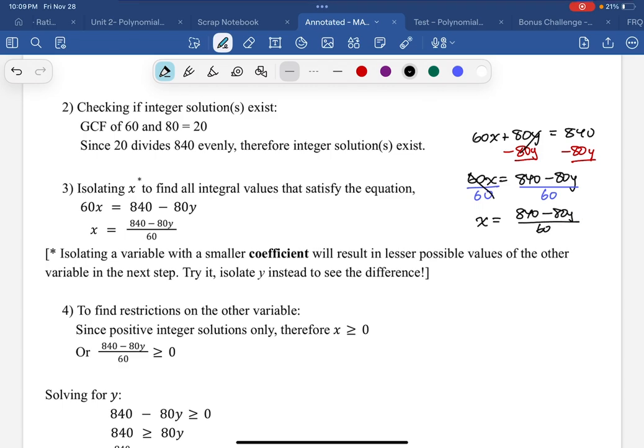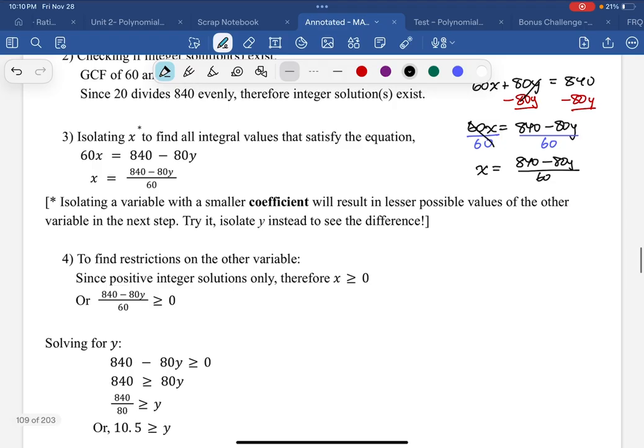Each term is divisible by 20, so you could simplify it further if you want. So the little notation here: isolating a variable with a smaller coefficient will result in fewer possible values of the other variable in the next step. So by solving, we had a choice between 60x and 80y. Why did we subtract off the 80y? The 60 is a smaller coefficient, which is going to restrict the number of possible outcomes that you could have.